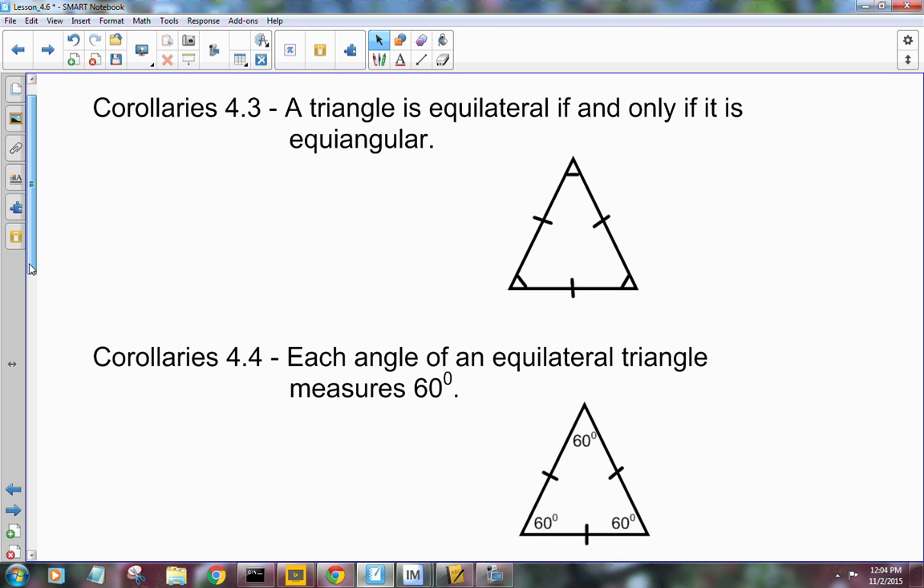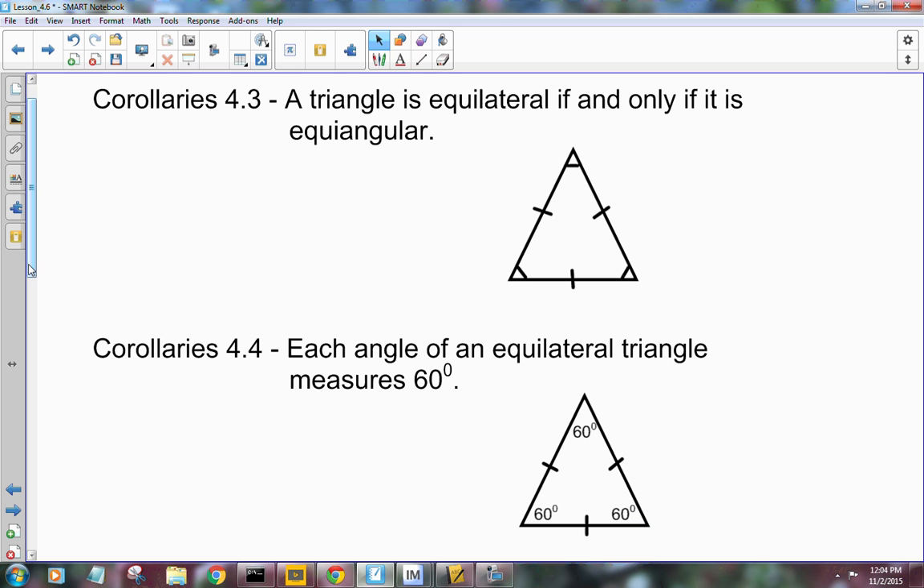Then it says each angle of an equilateral triangle measures 60 degrees. Okay? So it's kind of using the law of syllogism here, because if a triangle is equilateral, then it's equiangular. If it's equiangular, all the angles measure the same, right? Which are 60 degrees. And so if it's equilateral, each one of the angles is going to be 60 degrees. And you might need to use this theorem in either one of these corollaries in a proof. We know it, but there's got to be a reason behind everything we know.